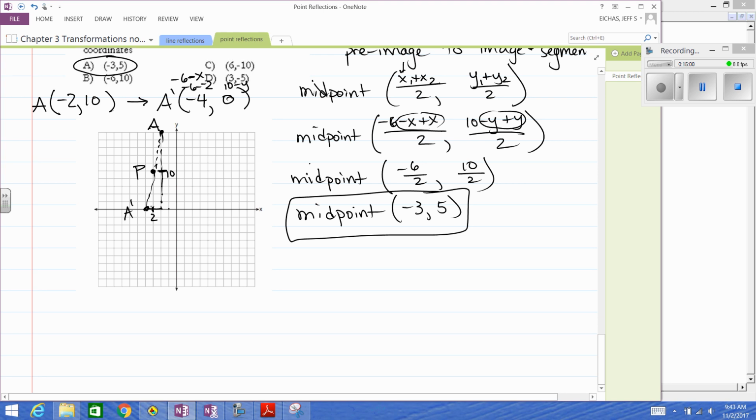Negative 1, 2, 3, 1, 2, 3, 4, 5. Okay, that did end up being negative 3, 5. So we could verify it with an example, or we found it algebraically. So that is going to be the lesson on point reflection.